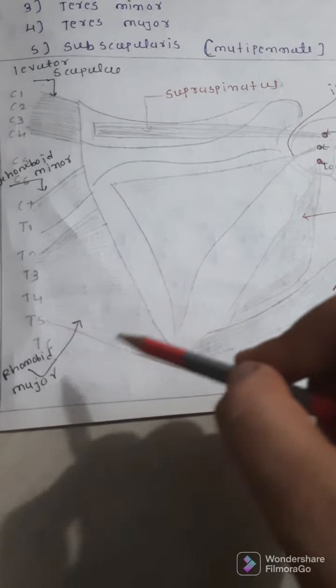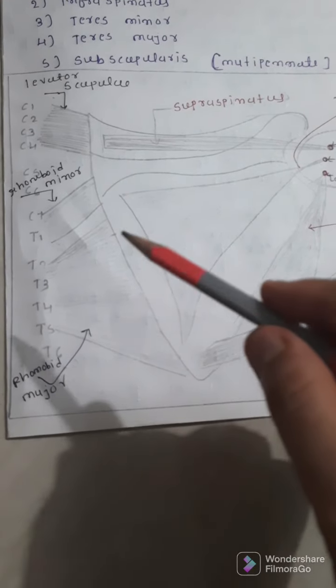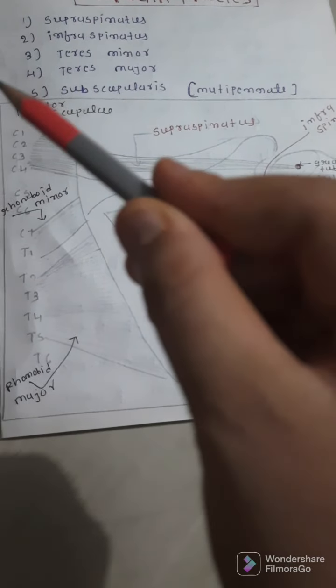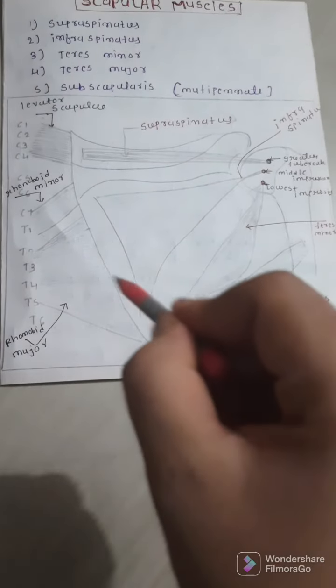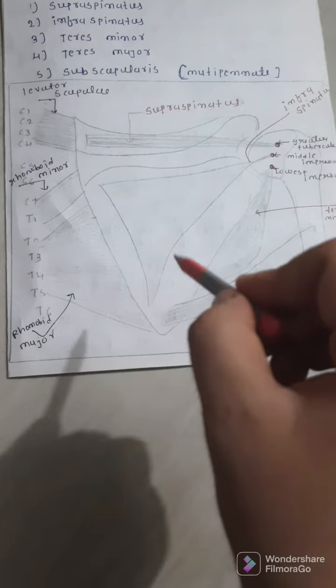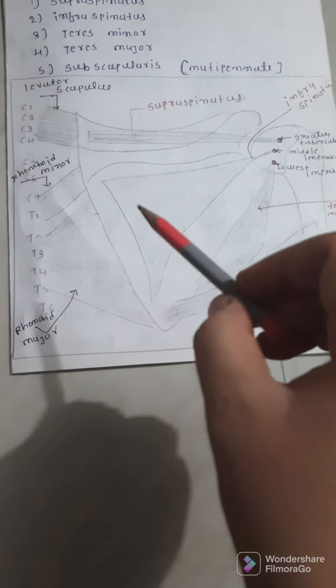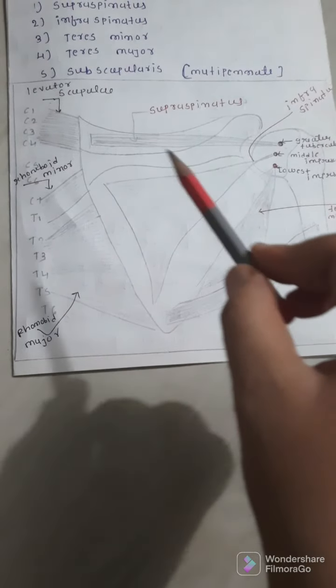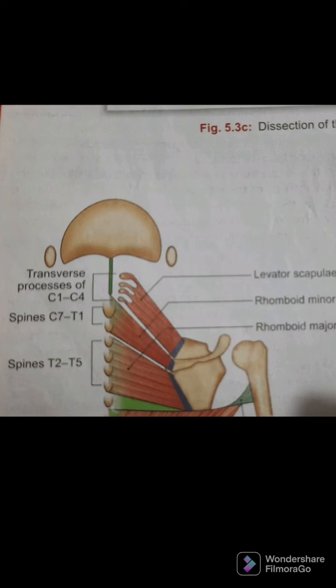Okay, we can draw the diagram here and easily remember all three muscles and all these muscles' origin and insertion. Okay, this diagram you draw and remember easily. You can show the diagram and easily remember. Thank you.